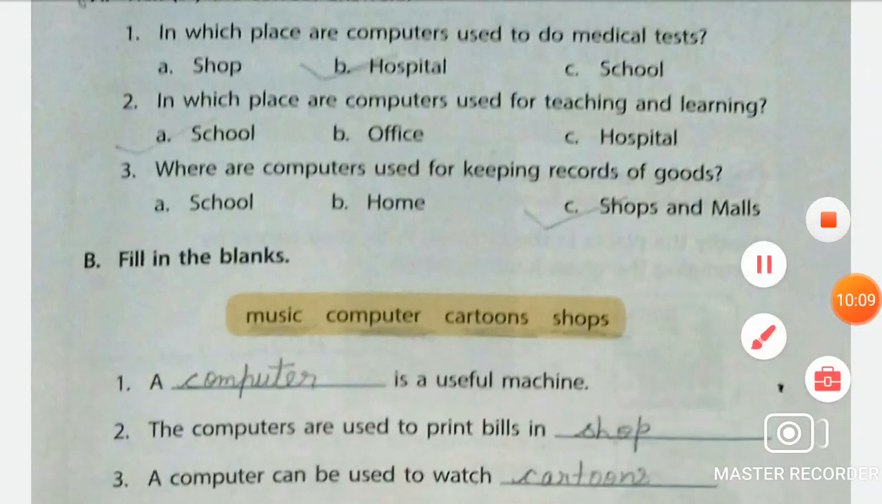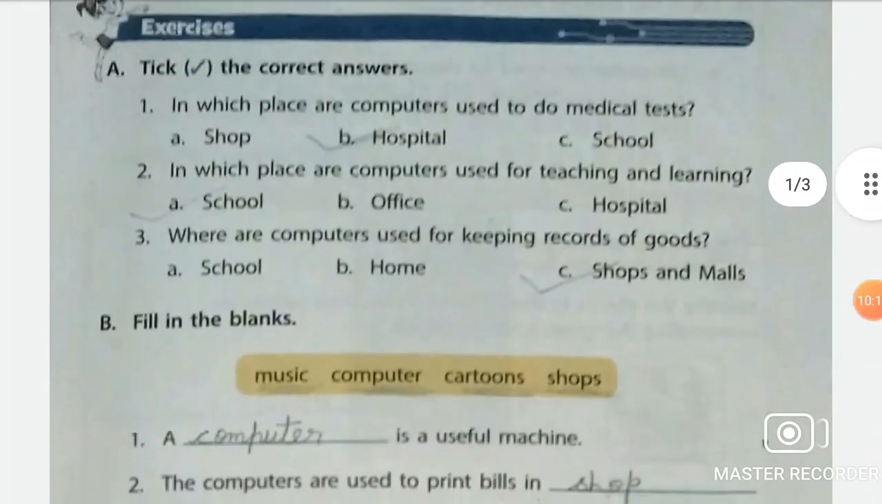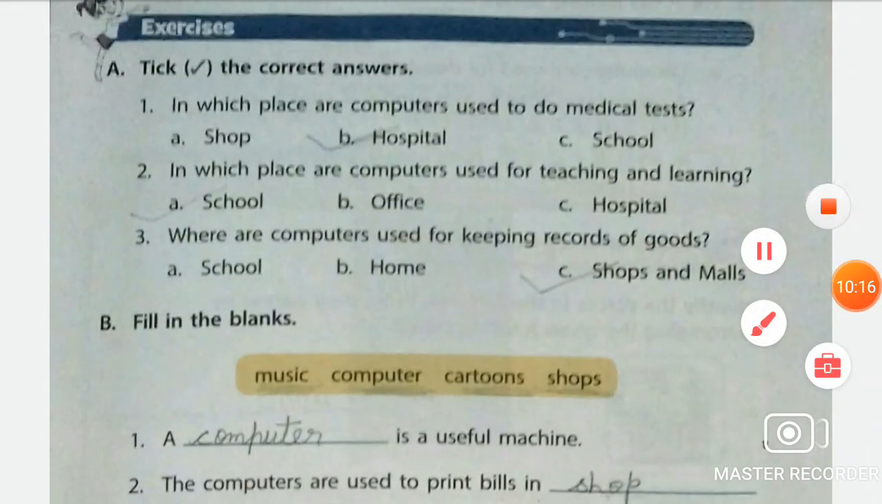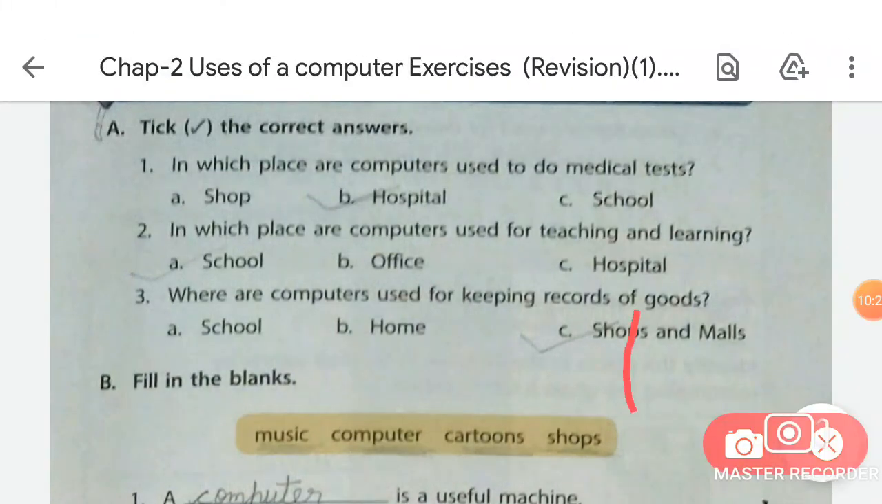Now students, you all have to complete these exercises in your book. I hope you completed them with me, and you have to learn these exercises. This is your homework. You have to learn these exercises.